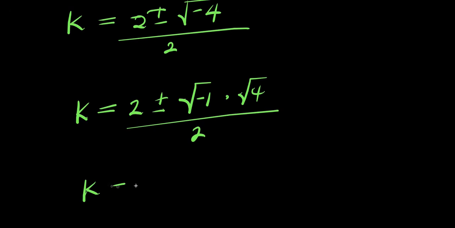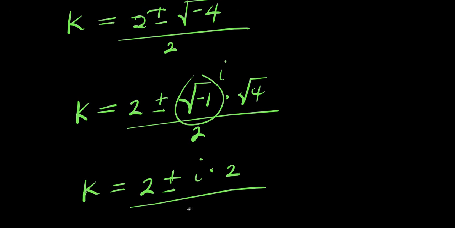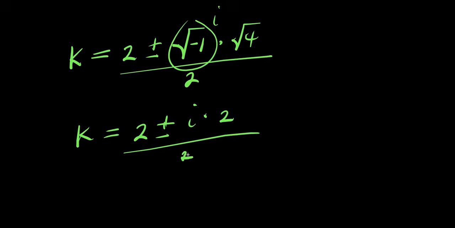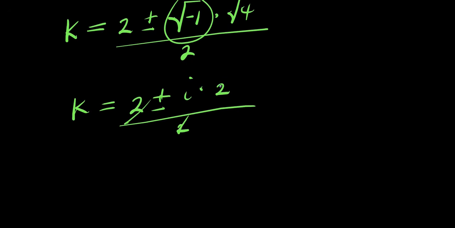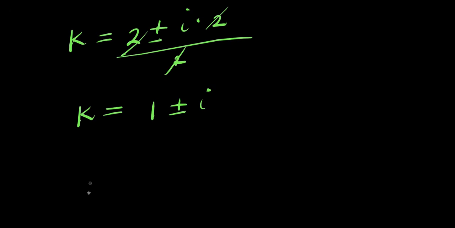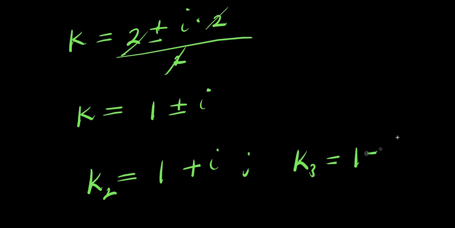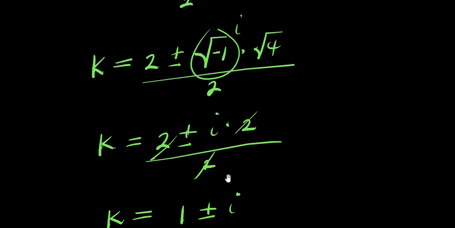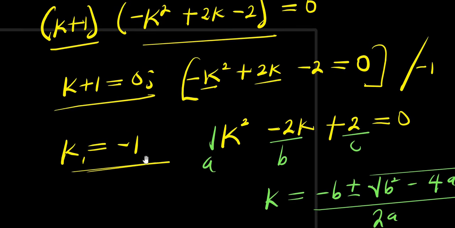So from here, I will have k equals 2 plus or minus i times the square root of 4, that is 2, divided by 2. So from here, the 2s eliminate each other. I have k equals 1 plus or minus i. So we have two complex values for k. I have k equals 1 + i, this is my k2, and also k3 equals 1 - i. So these are the two complex values for k, and we also have one real value for k, which is -1.